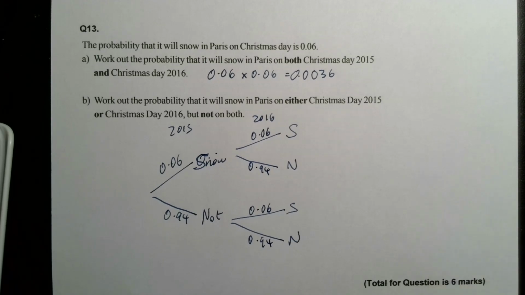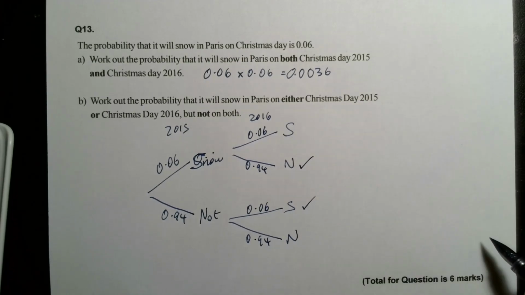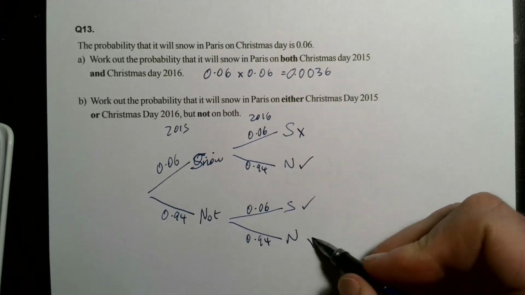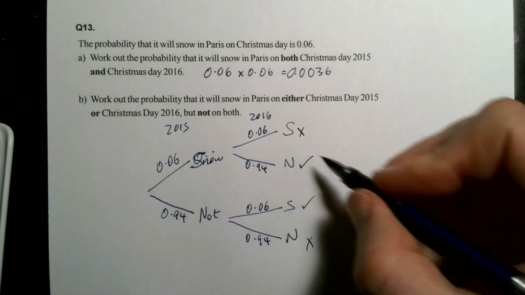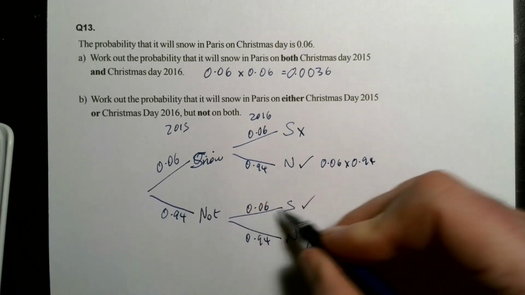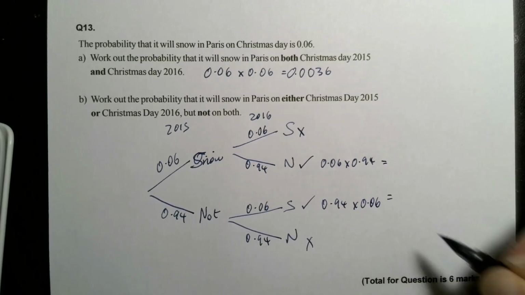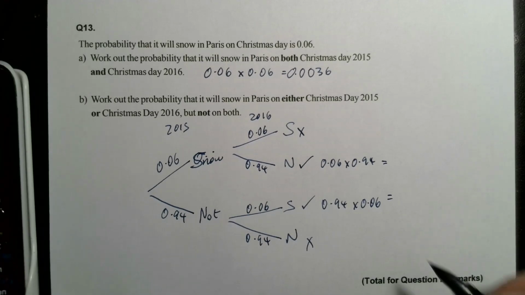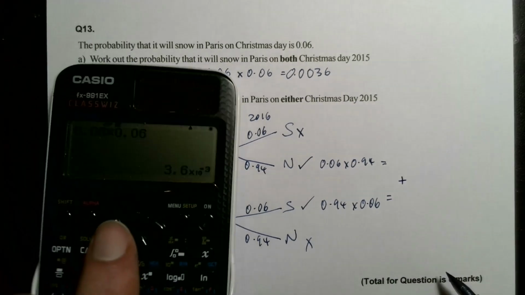Right, so we want either, so it's going to be one or the other. So we want this one, and we want this one, but it's not going to be on that one. And it's saying nothing about it not snowing at all. It doesn't want it not snowing at all, so we just want these two. So this one is going to be 0.06 times 0.94. That one is going to be 0.94 times 0.06. And then it doesn't matter if you have that one or that one, and when it's "or", we add. So we're going to add our answers to that.